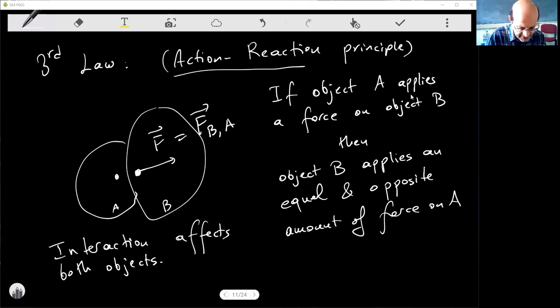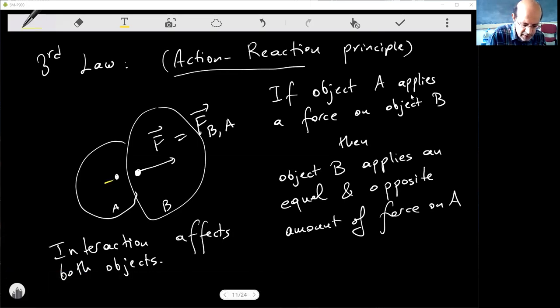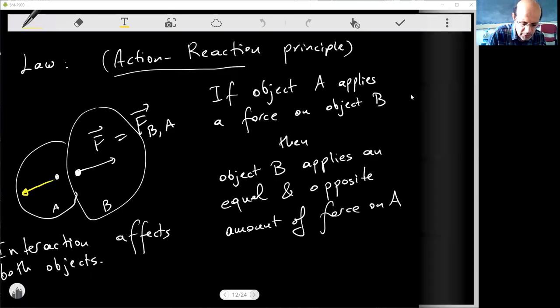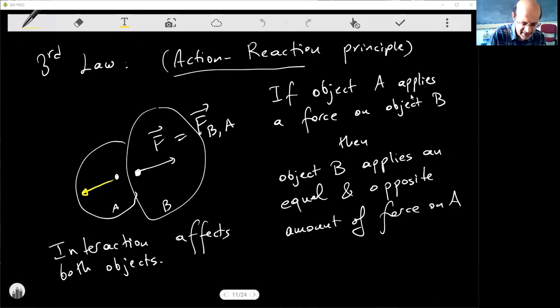So in that case, it says that there's also a second force on the other object, force applied on A, but it is equal and opposite to that force. So therefore, this is the force applied on A by B this time. It's just equal and opposite.